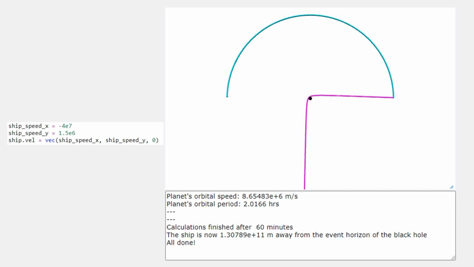So through trial and error, I found that the best speed was -4 times 10^7 meters per second in the x direction and 1.5 times 10^6 meters per second in the y direction. That allowed the ship to get as close as possible to the black hole without falling in. As you can see by the purple colored line, it got really close to the black hole, and then the force of gravity due to the black hole kind of slingshotted it out of the picture.